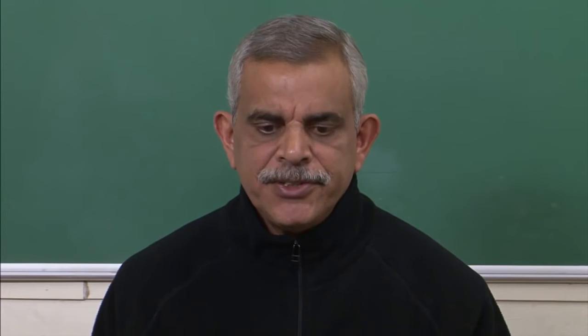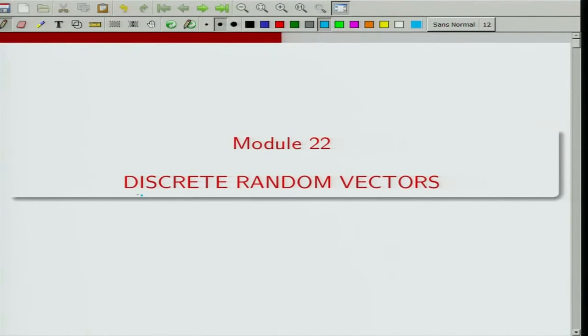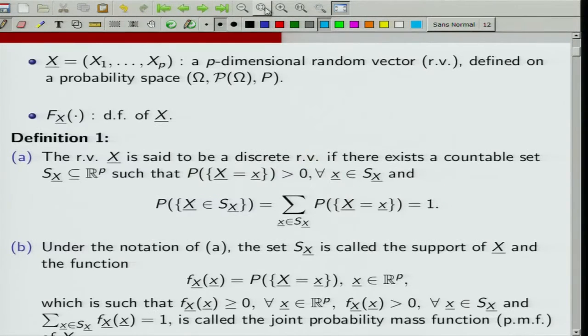So, welcome to module 22. In this module, we will introduce the concept of discrete random vectors. So, we have the following setup. Suppose X is a p-dimensional random vector, which is (X1, X2, ..., Xp), and suppose this is defined on some probability space (Ω, F, P), and suppose F_X is the distribution function of X.